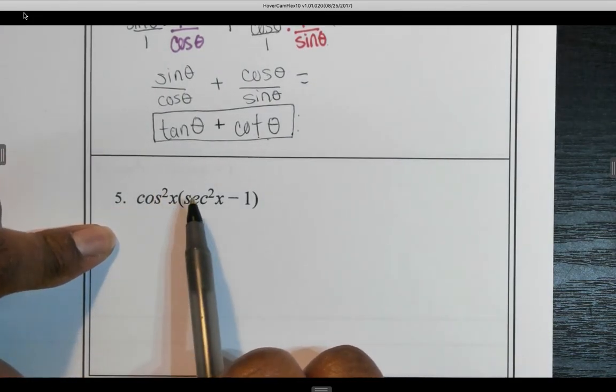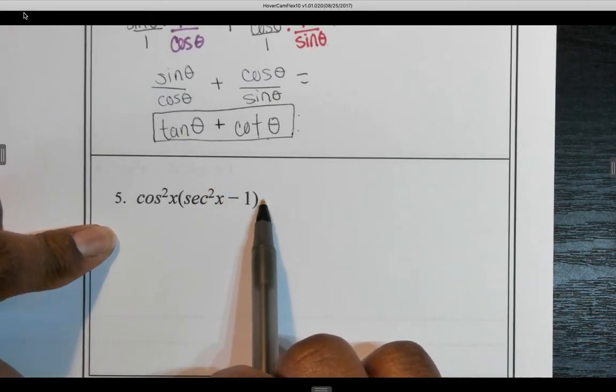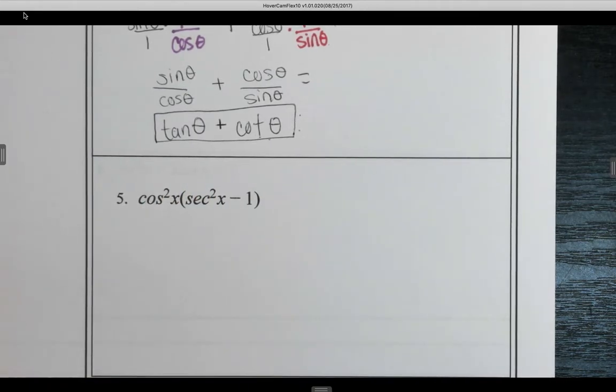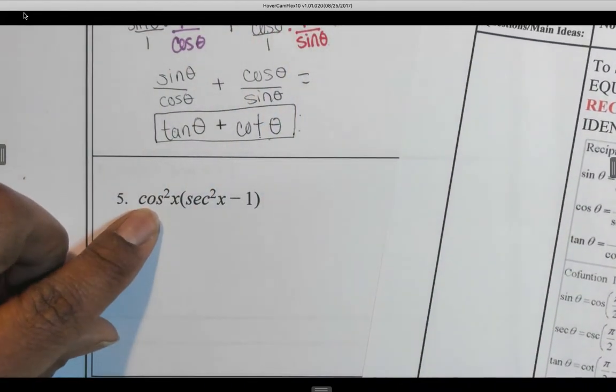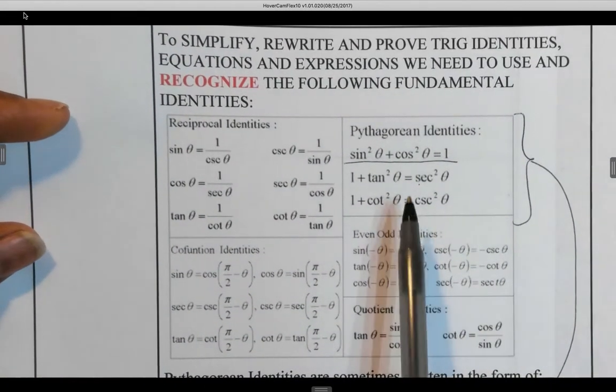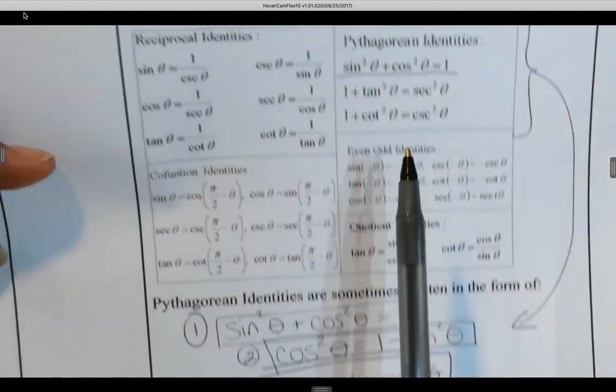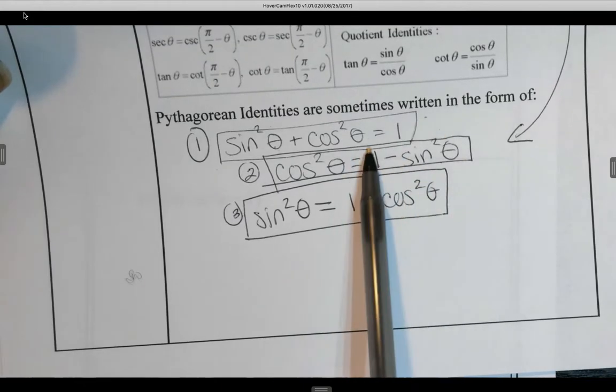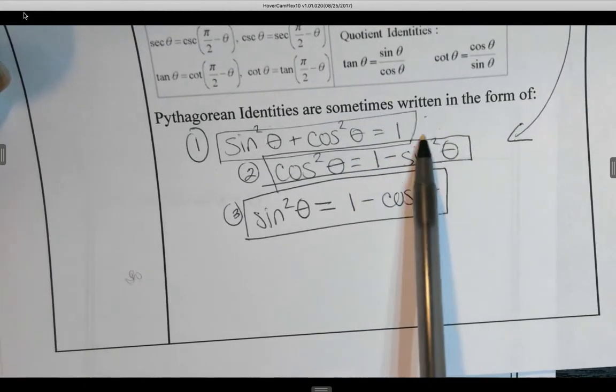Cosecant squared x times secant squared x minus 1. Now remember we said anytime you see a squared, you try to say, well, is there some way I can simplify that down by using one of the Pythagorean identities? So if I look at the Pythagorean identities, we're trying to simplify, make things smaller, and I have cosine squared. We did say we could manipulate that and write it in this term, but it makes my expression bigger: 1 minus sine squared. I don't want to make it more complicated, right? So I'm going to leave cosine squared alone.